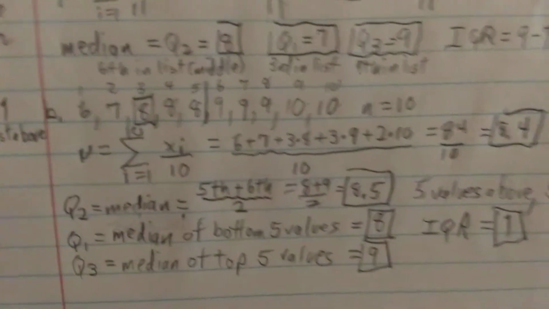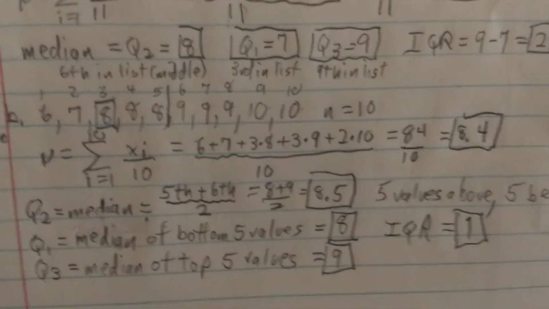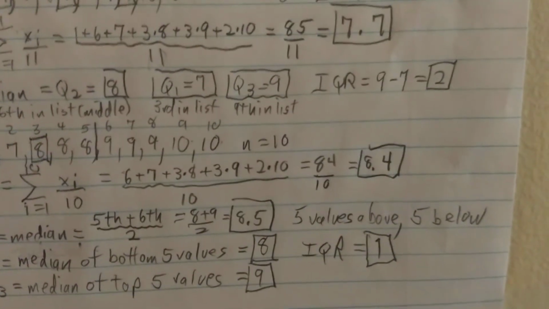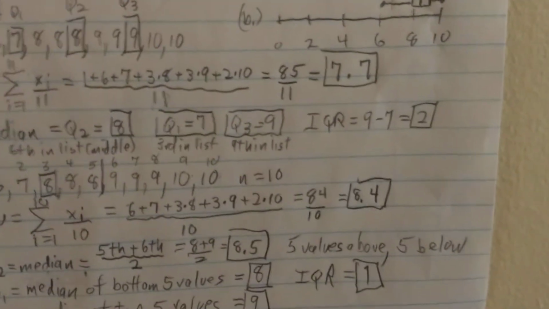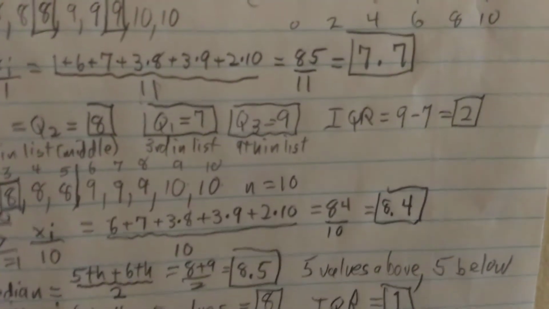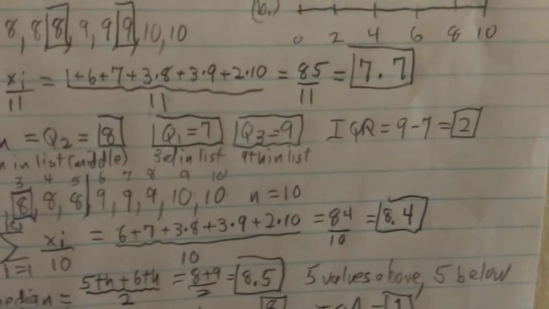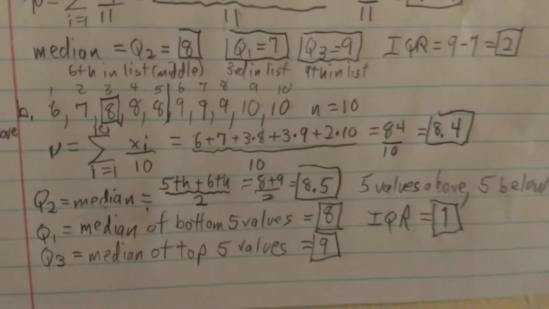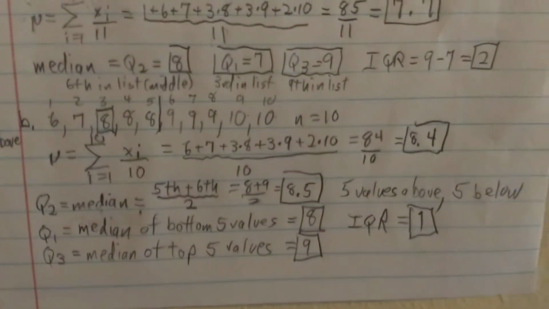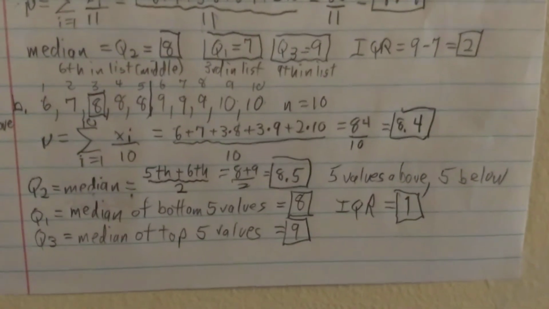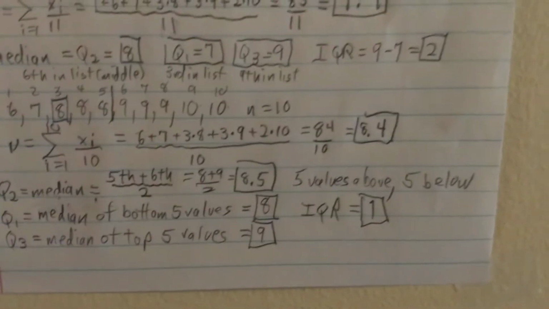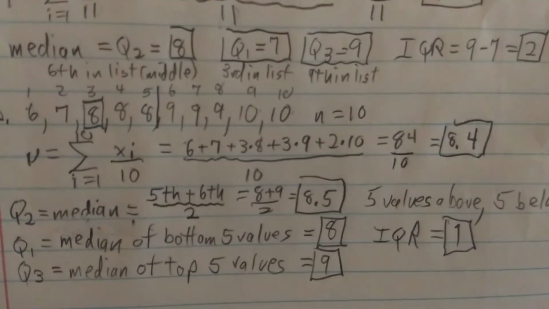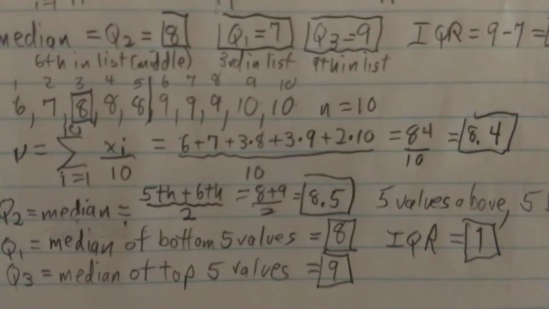So the mean is now the 10 of those numbers, 6 plus 7 plus 3 eighths plus 3 nines plus 2 tens is 84 over 10, or 8.4. Now notice it's higher than the one above, which had the 1, which we took out for this one. So that 1 pulled the mean lower from 8.4 to 7.7. Now, as we said, the median is 8.5, the Q1 is 8, the Q3 is 9, and the IQR, Q3 minus Q1, the middle 50%, is real close. It's just got a 1.